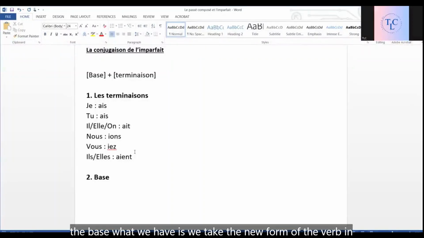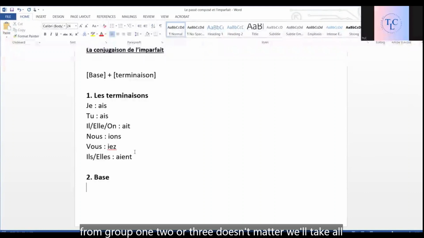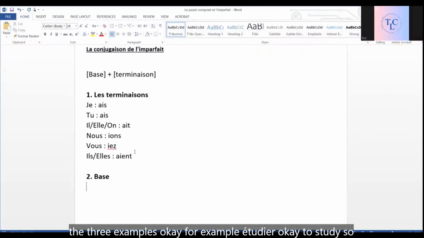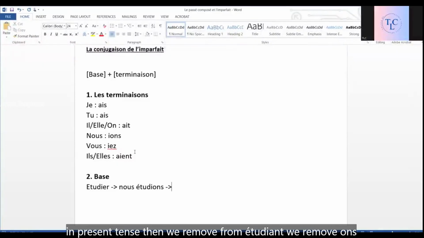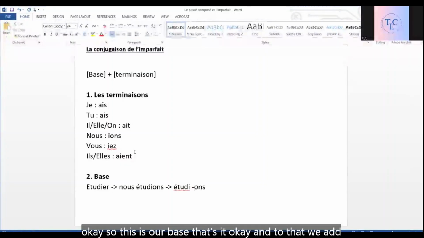Talking about the base, what we do is we take the nous form of the verb in present tense, whichever verb it is, whether it's from group 1, 2, or 3, doesn't matter. We'll take all the three examples. For example, étudier, to study. So we take its nous form, nous étudions, in present tense. Then we remove the ONS. Okay, so this is our base. That's it. And to that we add the endings.